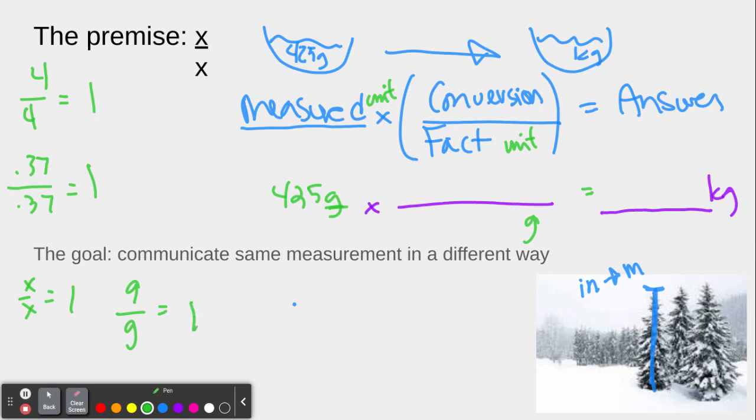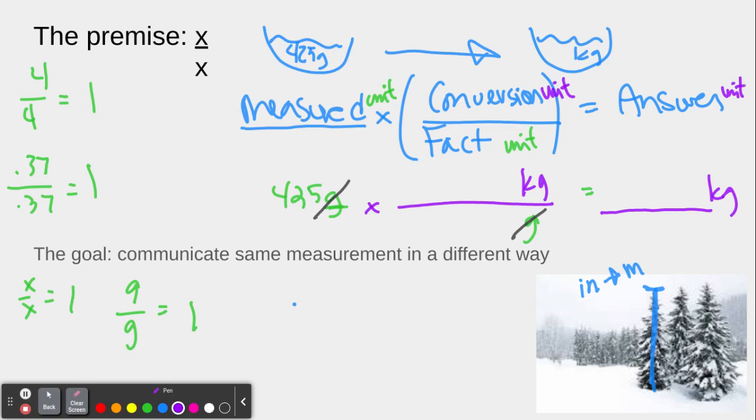If I have grams on the top here and I have grams on the bottom, it's equal to 1. And so I can reduce grams out of the equation. That's how I get rid of a unit. If I have one unit on the top and the same unit on the bottom, I can get rid of that unit, which means the unit that I want to end in, your kilograms, you have to have on the top.